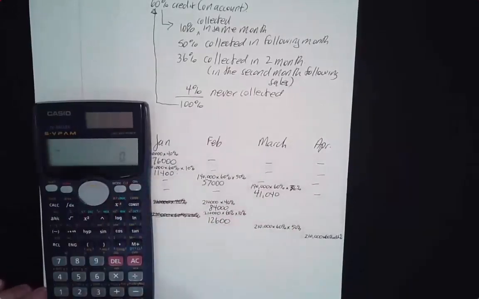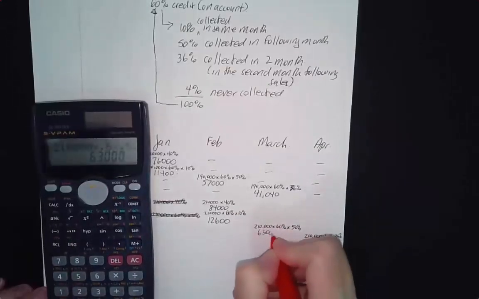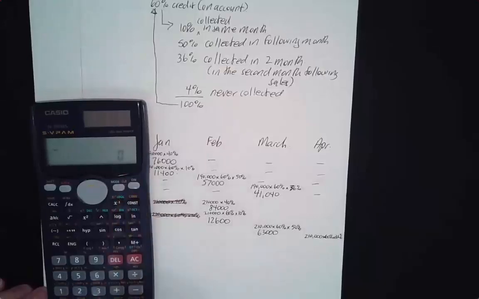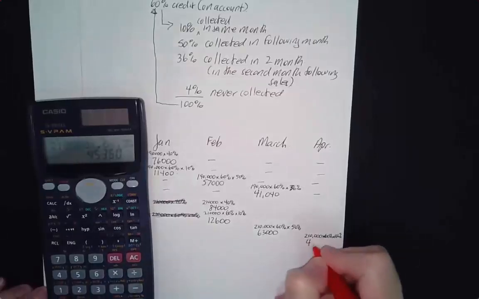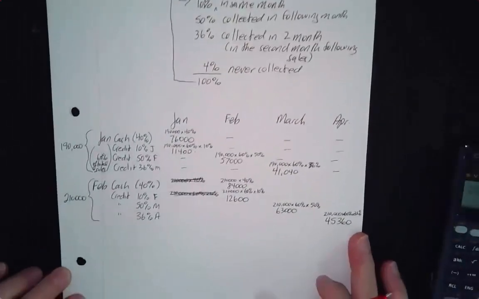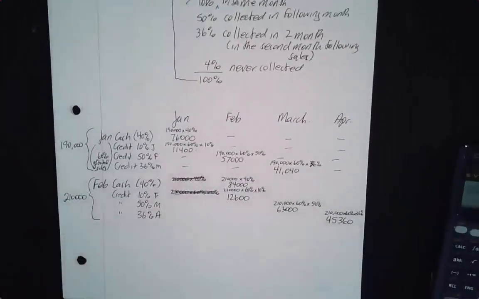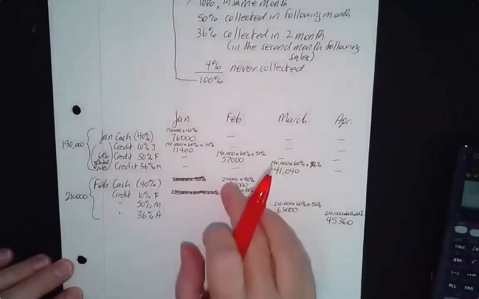And then I'm going to do 210,000 times 0.6 times 0.5, 63,000, and then 210,000 times 0.6 times 0.36, 45,360. Okay, now I can do March, because March is what I'm looking for, right? I'm just looking for March. I'm just showing you. Again, see how it cascades and then it takes the steps down.